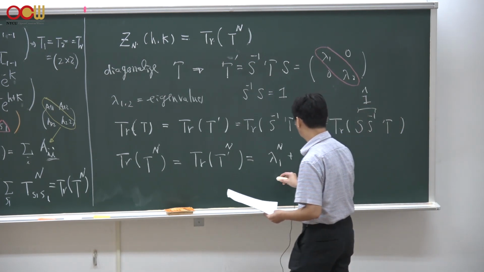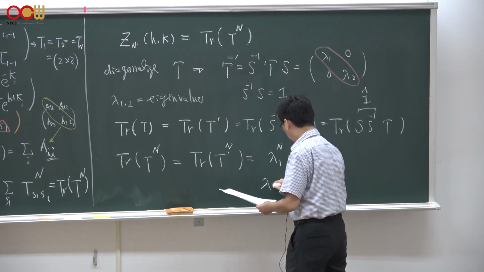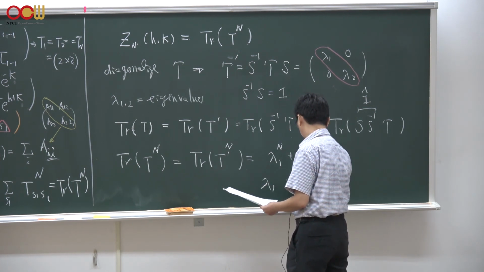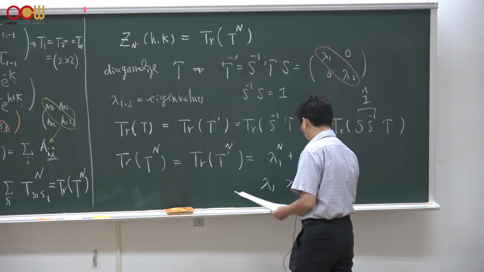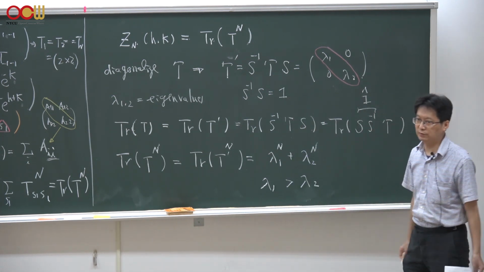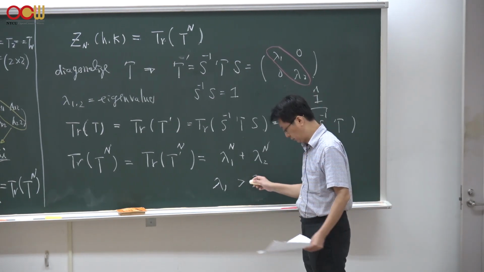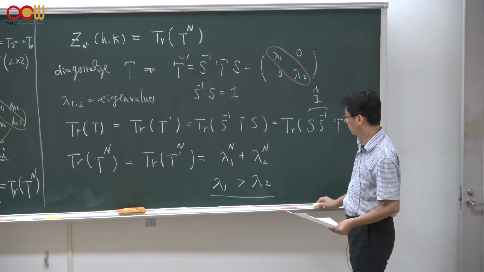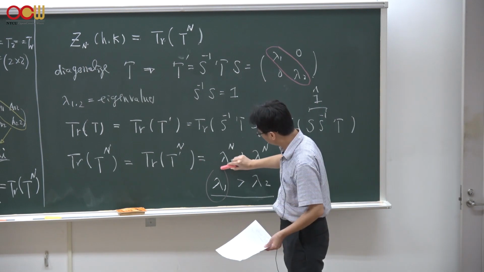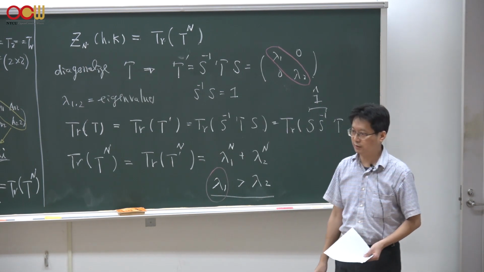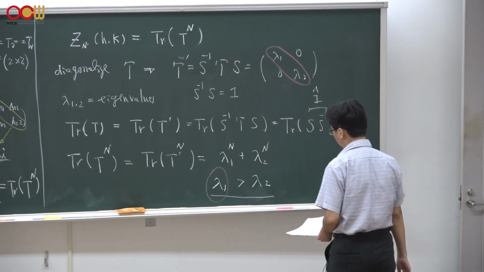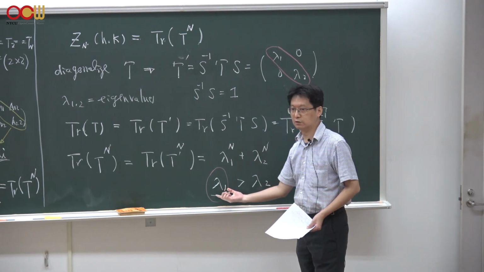And we know that only one of the eigenvalues should be greater than the other. Suppose that we have the two eigenvalues, lambda 1 and lambda 2, in such a way that lambda 1 is greater than lambda 2. Later we're going to show that the properties of the ground state and at finite temperatures will be dominated by this largest eigenvalue.